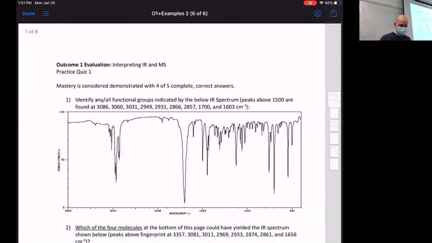I pulled up some old quizzes from previous years, and we're going to spend the rest of today's class, 10 minutes, just going through some examples. You didn't print these out, so here we go.